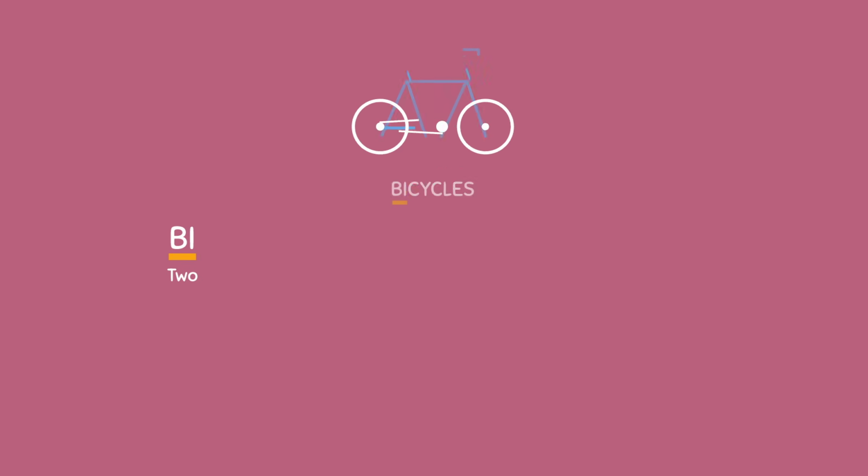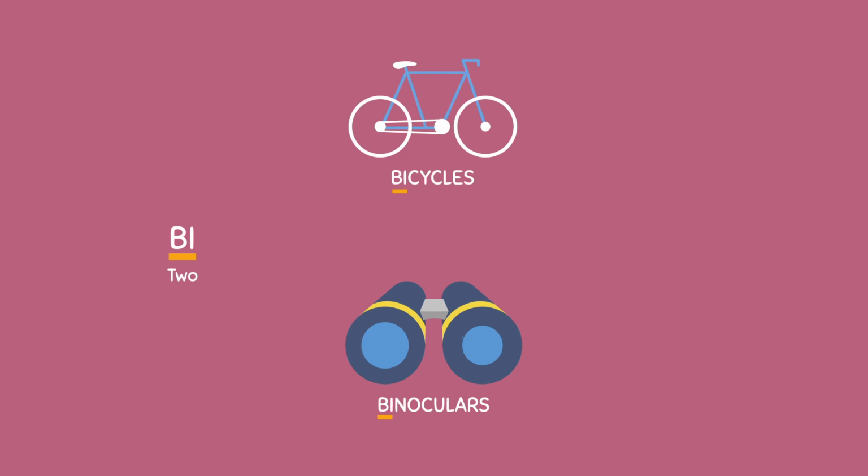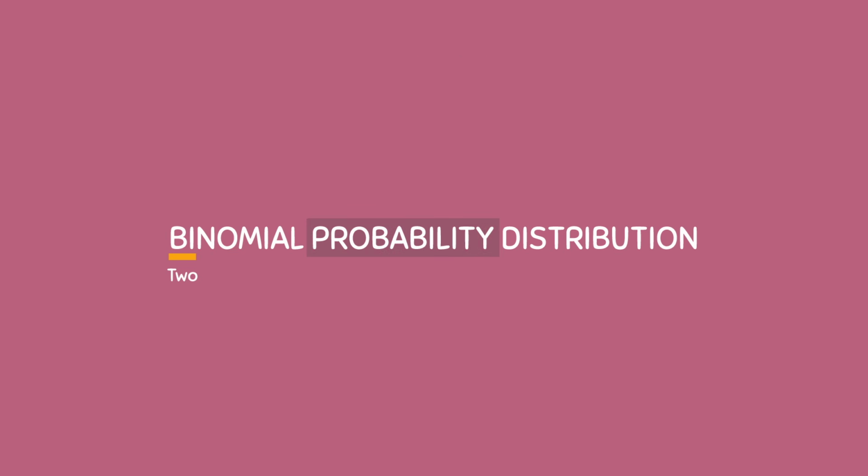For example, in bicycles there are two wheels and in binoculars there are two lenses. However, in binomial probabilities, there are two outcomes, a success or a failure. Before we do some practice problems, we need to talk about the binomial setting. The binomial setting must satisfy four conditions.